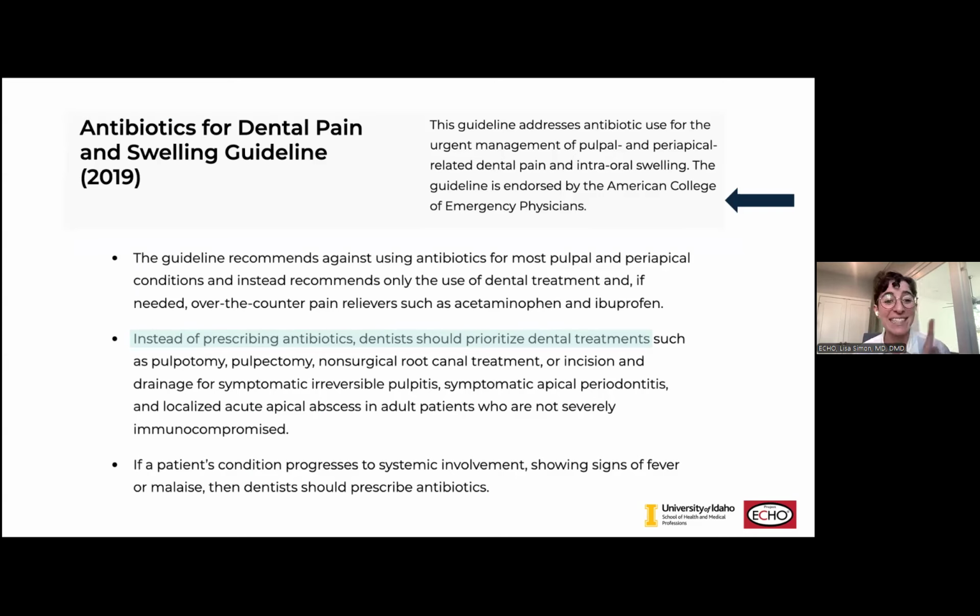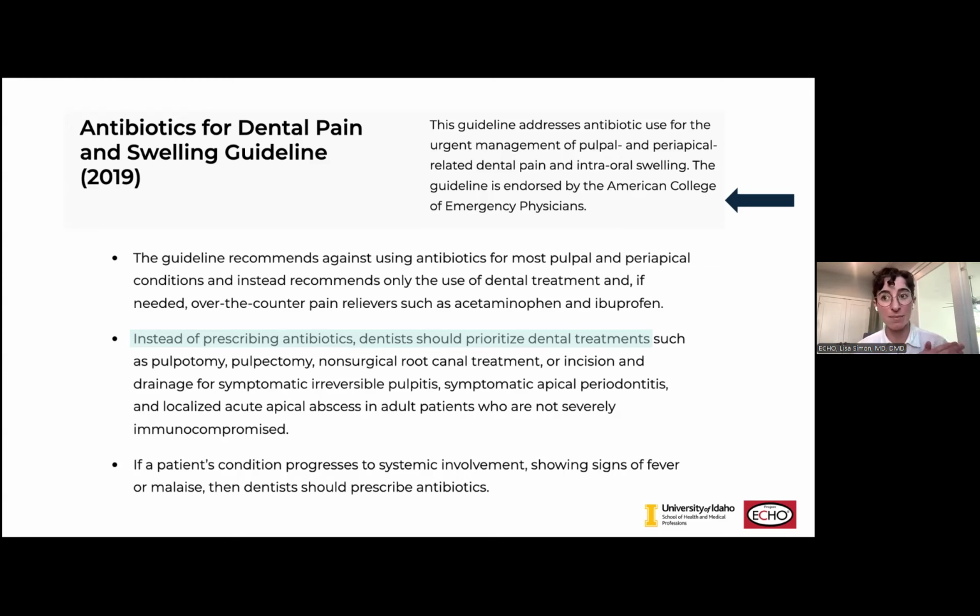So again, instead of prescribing antibiotics, dentists should prioritize dental treatments. And you know what? I agree with that very strongly. I think that's really important. Dentists should not meet a patient who needs definitive management, which is essentially surgical source control, and give them antibiotics. But this is not a recommendation that specifically applies to you as a physician or an advanced practice practitioner meeting a patient who cannot get to a dentist for an indeterminate period of time, for whom we are not going to consider antibiotics as part of an infection control procedure.